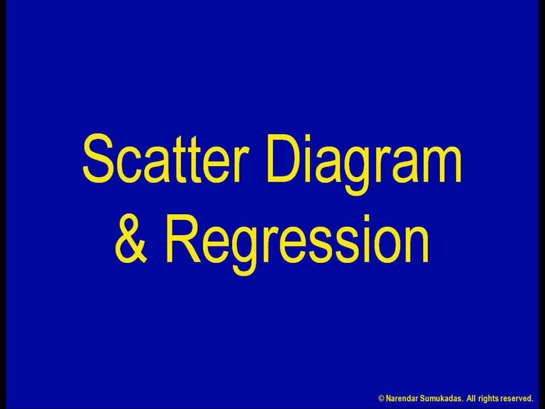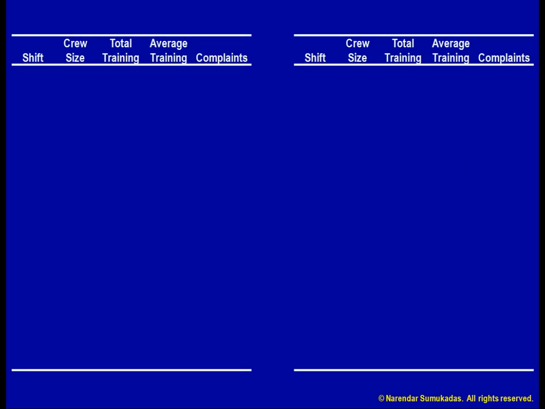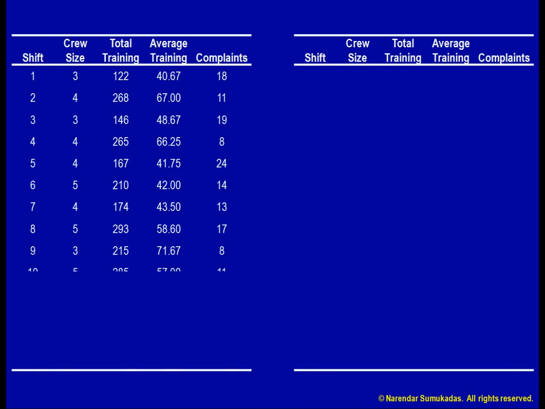For the past 2 weeks, I note down information regarding the number of complaints in each shift. Further, I look into my HR records to note down the extent of training that the employees in each of those shift crews had received. Here is the data I collected.